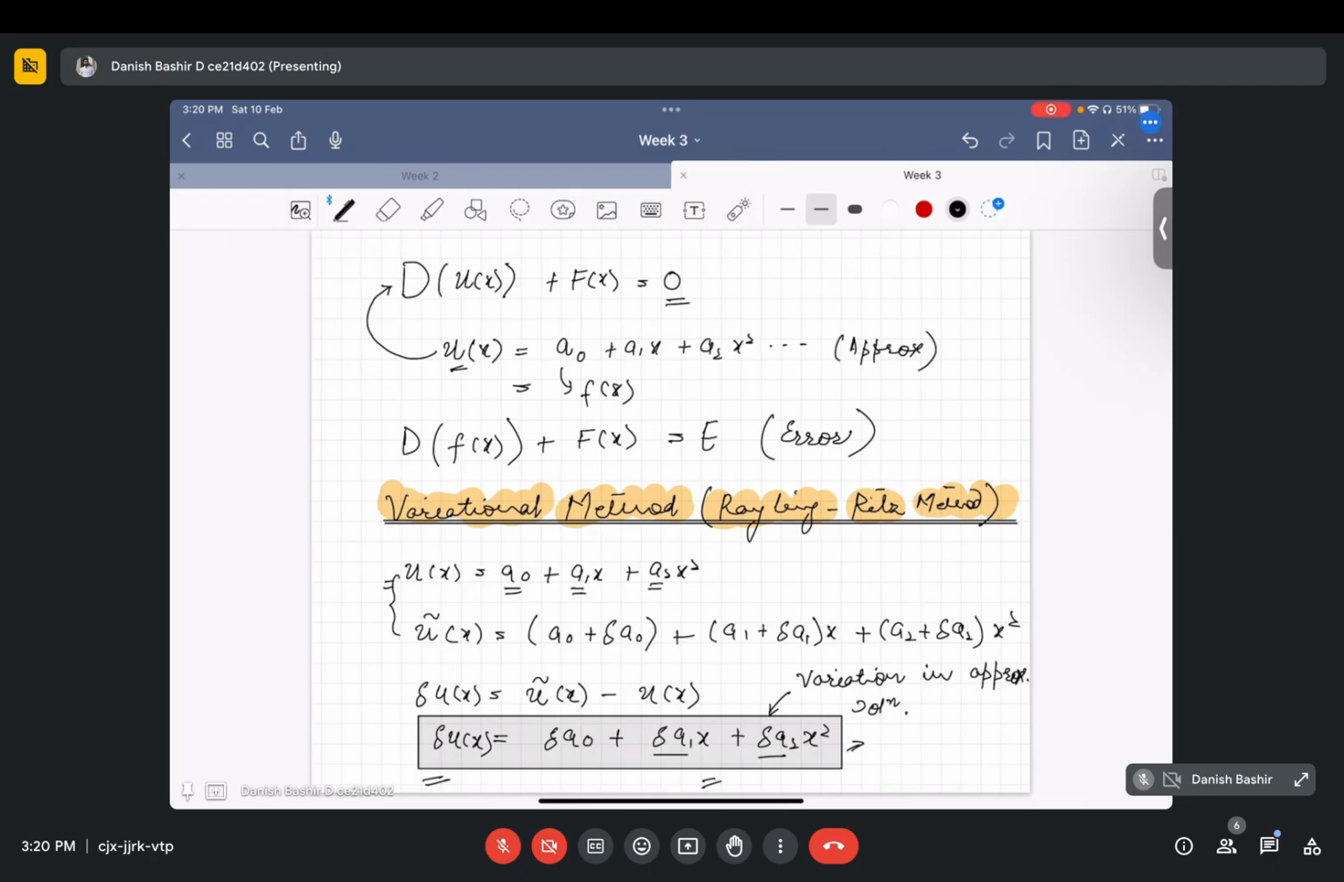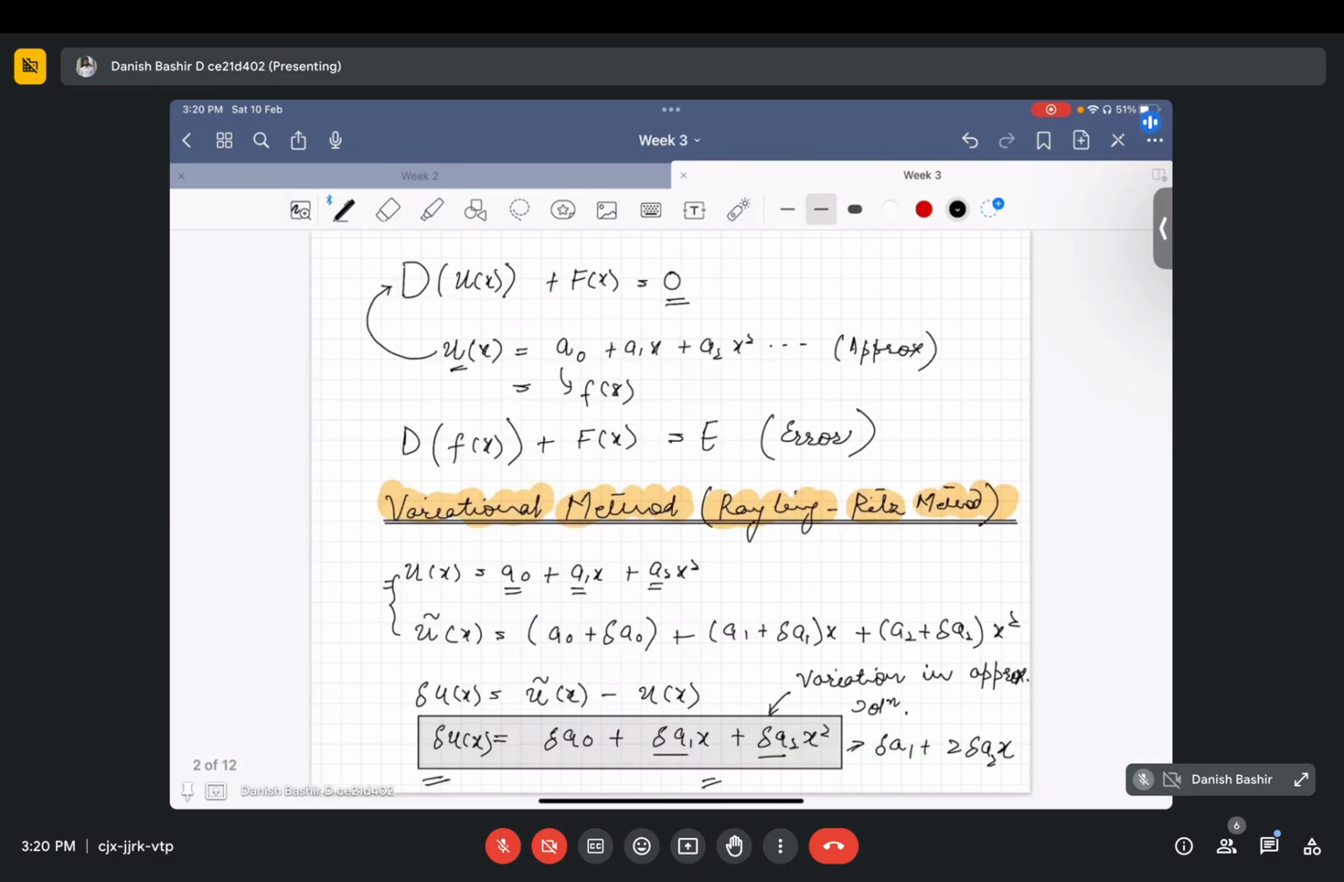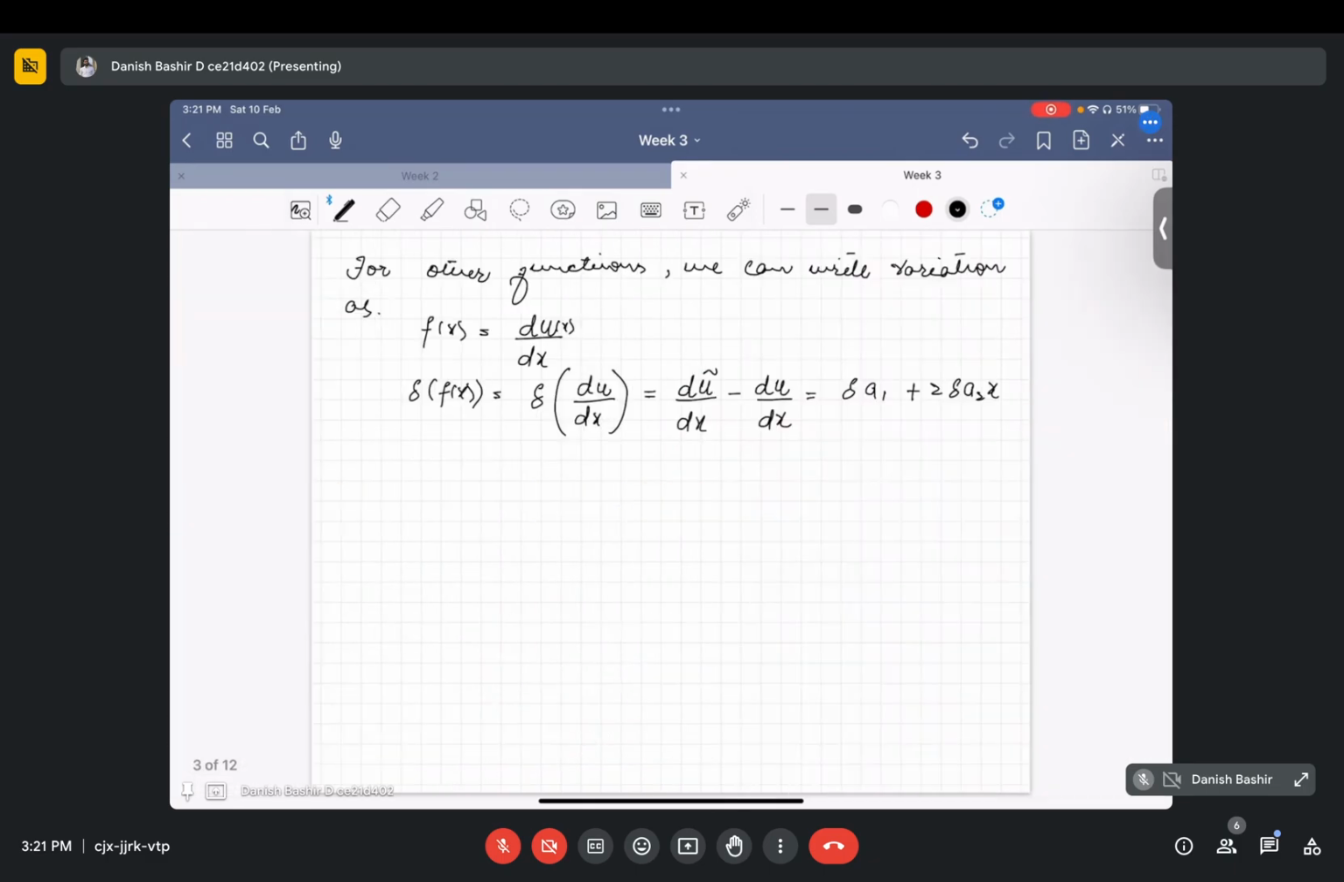So the derivative of this: delta a naught is constant, so it will be 0. Delta a1 times x gives delta a1, and delta a2 x square gives 2 delta a2 x. I hope that you got this point. So the differential will be delta a1 plus 2 delta a2 x. Why am I requiring its derivative? Because our original boundary value problem contains the derivatives of a function, so obviously I will be requiring the derivative of a variation of the function as well.